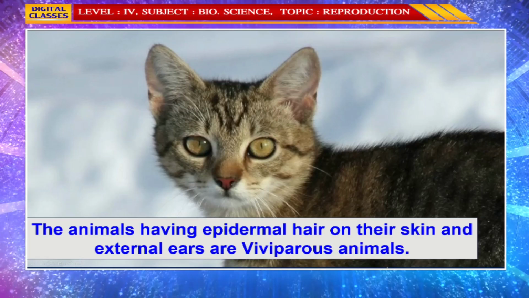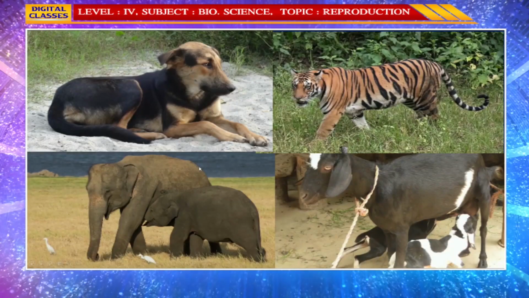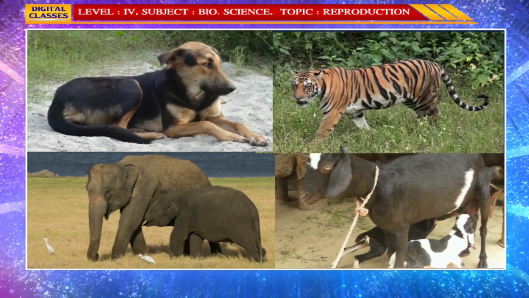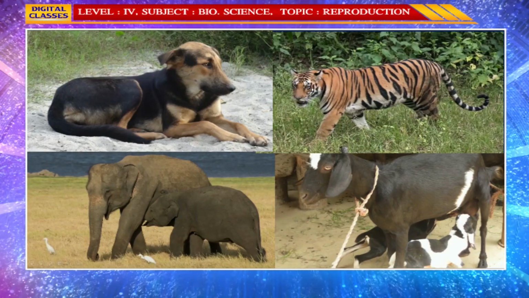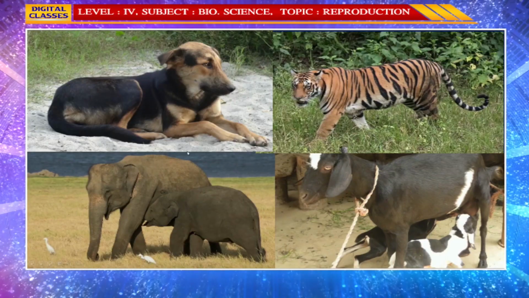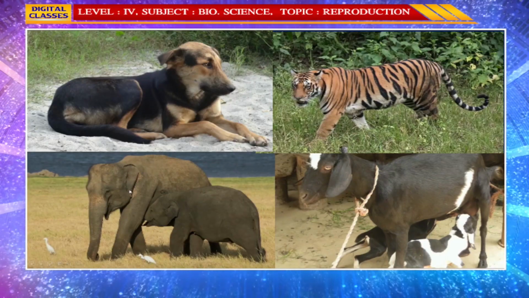These animals give birth to their young ones. Examples: cat, dog, tiger, elephant and goat. All these animals have epidermal hair on their skin and they have external ears. You can see the big ears in the elephant.